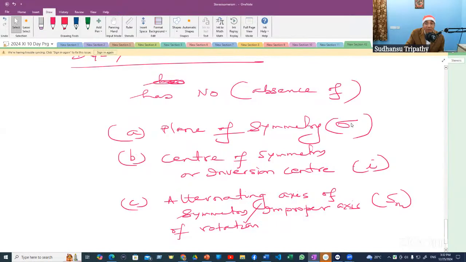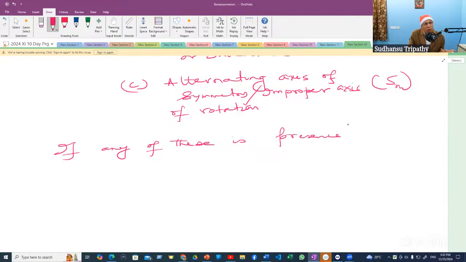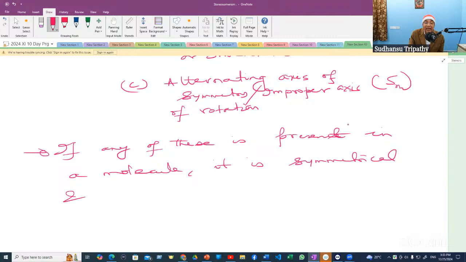So if any one of these is present in a molecule, any one or more present in a molecule, it is symmetrical, not dissymmetric, and hence achiral. It's called achiral and optically inactive.